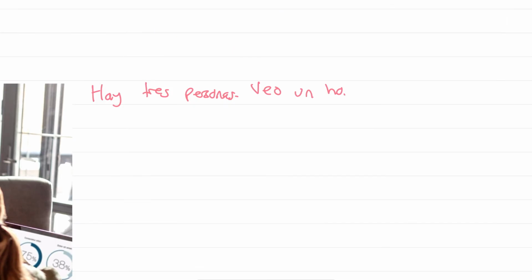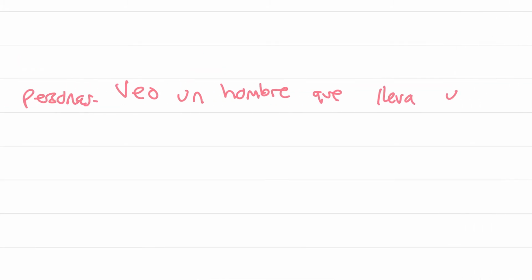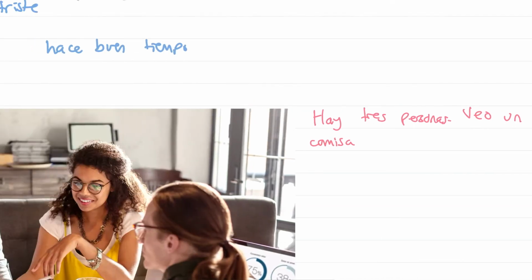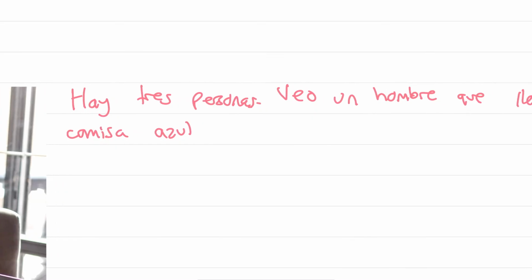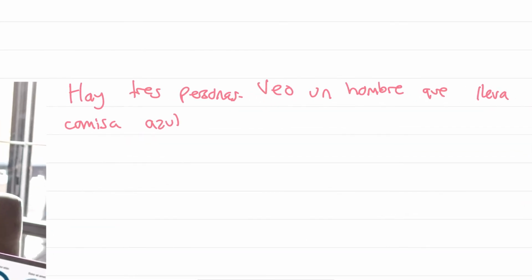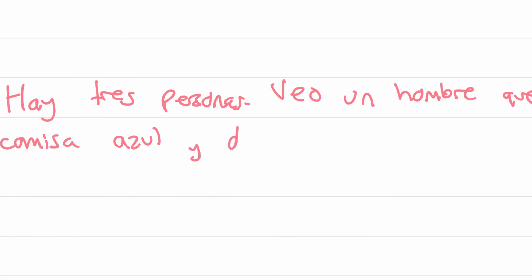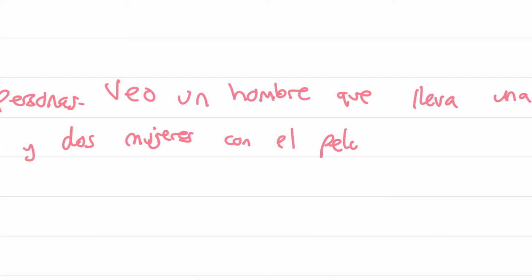Veo, I see. Veo un hombre que lleva. So un hombre that wears. Un hombre que lleva a shirt, which is una camisa. I'm going to describe the color of the shirt. I'm going to say una camisa azul. I'm not worrying about exact colors. Just try and be quick with this. So veo un hombre que lleva una camisa azul y dos mujeres, two women, dos mujeres con el pelo with the hair shorts.